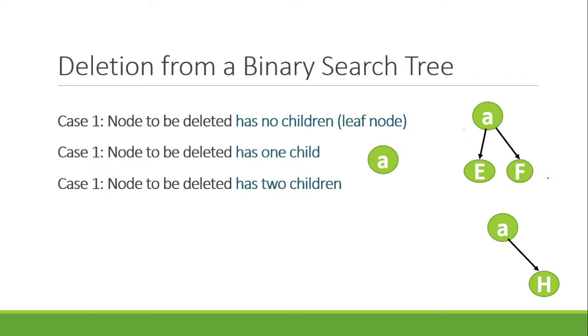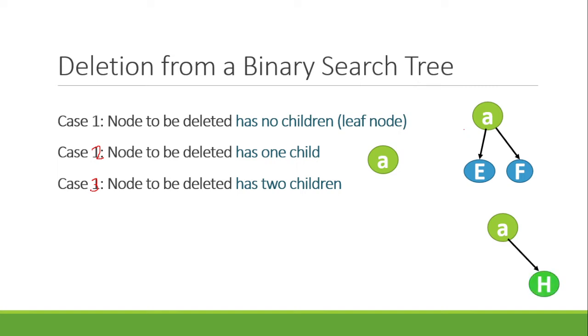We are trying to delete a particular node from a binary search tree. And in front of us, there are three different scenarios. One is the node has no children at all. The other one is the node has one child. The third one is a node has two children. So here it is case 2. This is case 3.